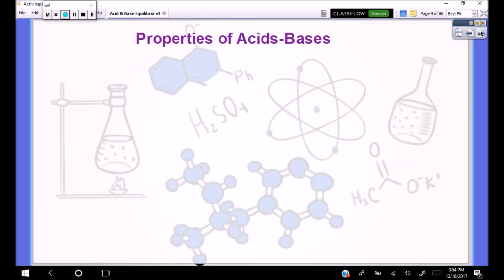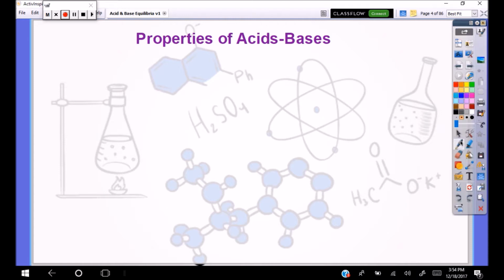Okay, so properties of acids and bases. So let's first start with acids. Ooh, I don't like that color. Let's try that again. There you go. Let's first start with acids.